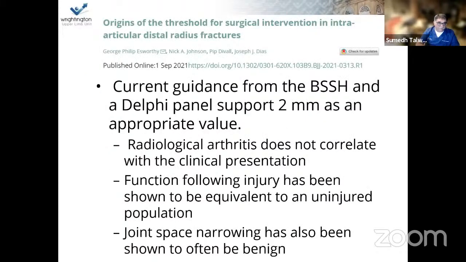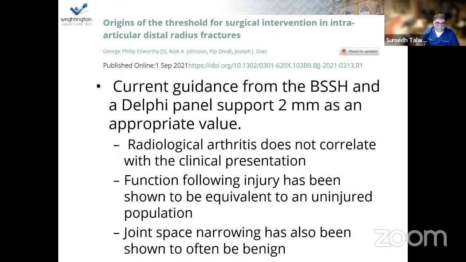We still accept the 2 millimeter value as an appropriate value. And this is used quite often, not just in the wrist, but even in other joints. So for example, the tibia, whether it's correct or not, remains to be seen. There are other issues surrounding radiographic arthritis, radiological changes, which are not really supported in the literature in terms of narrowing occurring secondary to the presence of a step.